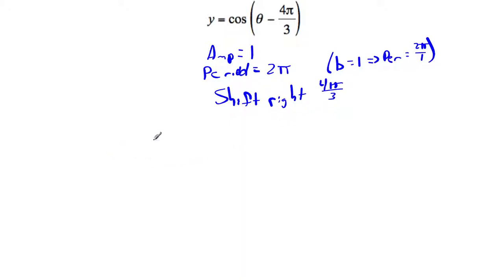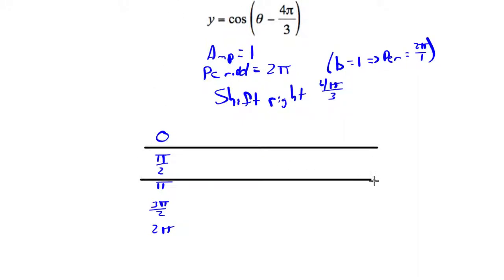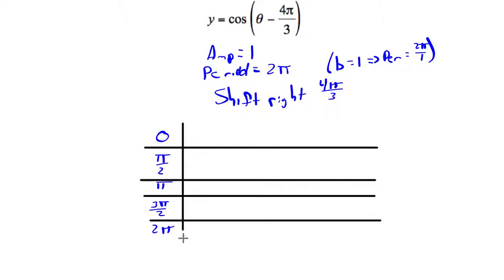So what I like to do, I think about my usual points, right? 0, pi over 2, pi, 3 pi over 2, and 2 pi. And I'd like to make a little table here to do some math. So first off, what I'm going to do, if I'm shifting everything to the right, I'm going to be adding 4 pi over 3. So I add 4 pi over 3. So this is 0 plus 4 pi over 3.